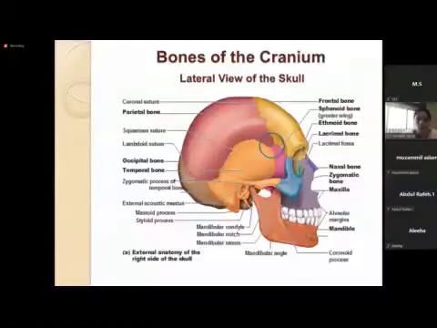This coronal suture is present between the frontal and parietal bones. We have this lambdoid suture posteriorly between the parietal and the occipital bones. And this is the squamous suture.